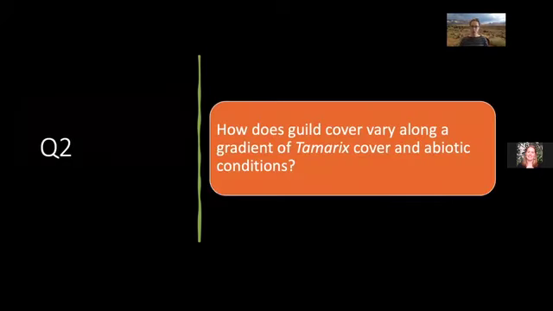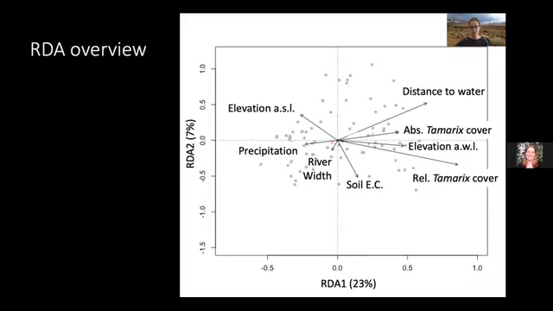So my second question, how does guild cover vary along a gradient of Tamarix cover and abiotic condition? To answer this question, we used a redundancy analysis, or RDA. This is essentially like a regression analysis, but with multiple explanatory and response variables. So the position of an explanatory variable along this axis is what defines this axis. And then the position of the guilds shows what sites have a higher cover of those guilds. Together, this shows the relationship between guild cover and the environment.